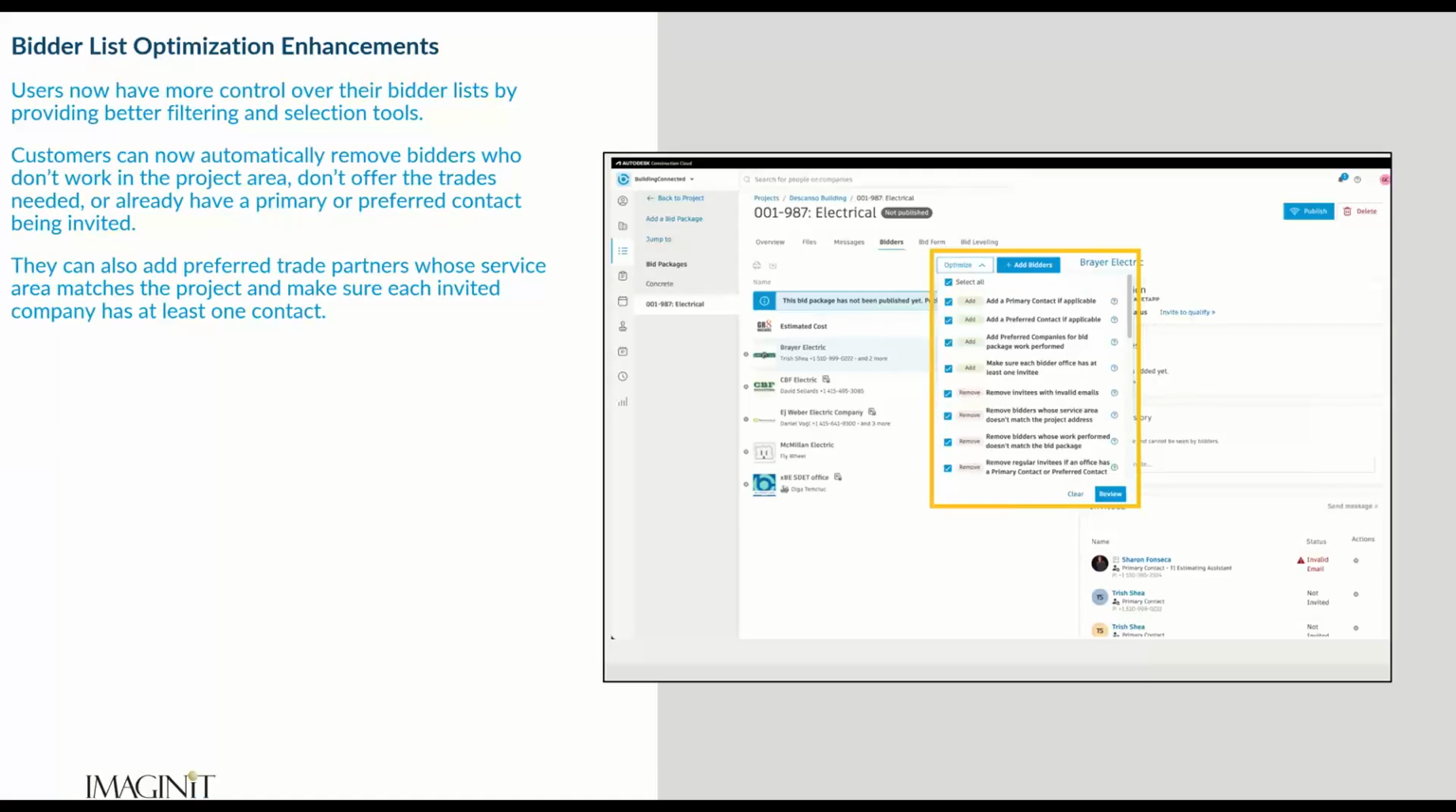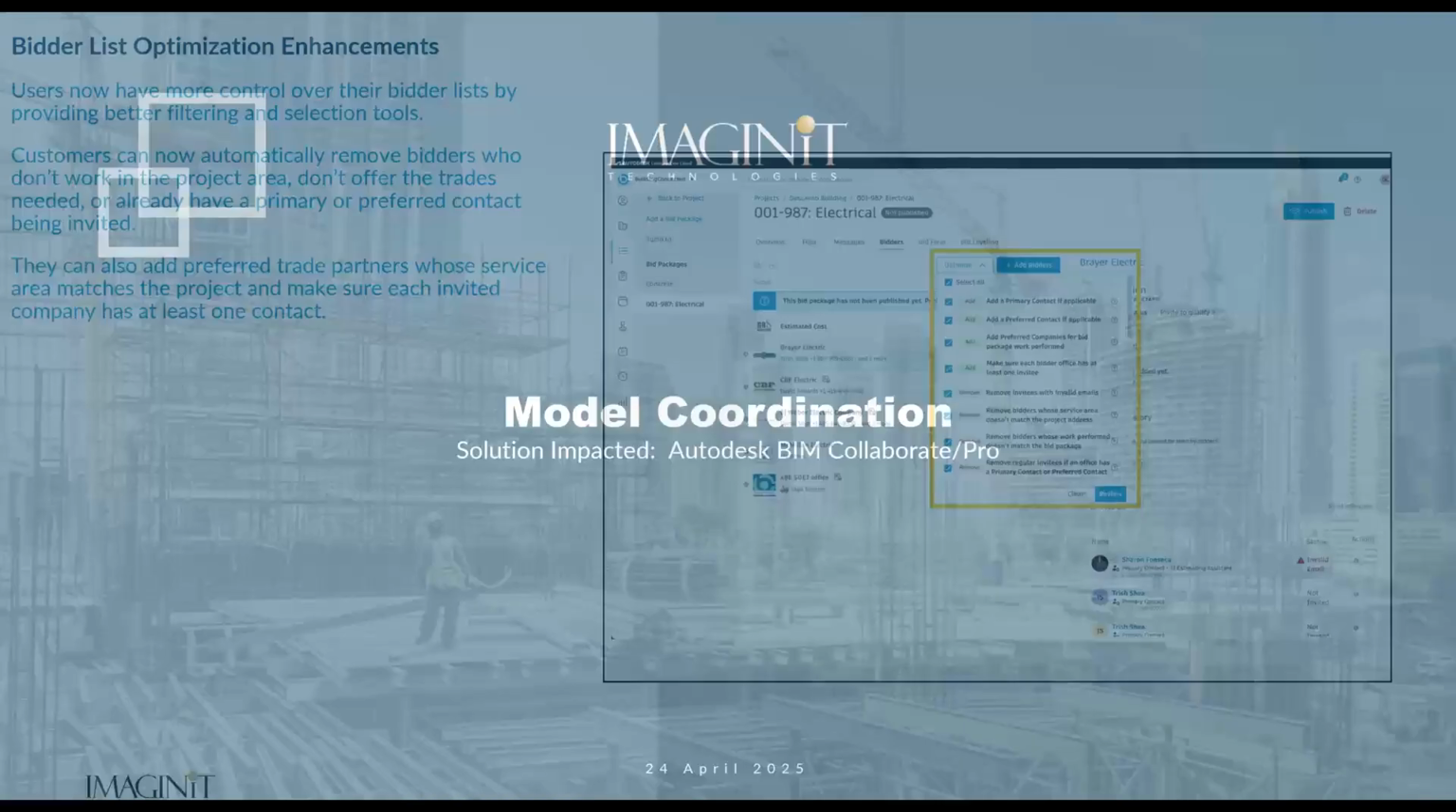All right, and the release here is now we have bidder list optimization enhancements. So now anyone that's using Building Connected Pro is going to have more control over their bidder list because we're able to filter better. We have different selection tools in this instance. You can remove bidders who don't work in the project area, who maybe don't offer the trades that you're looking for inside of your project or the different scopes of work that are involved in there. You also can add preferred trade partners, because maybe their service area matches the work that you're doing, or they do maybe a niche type of work that really relates or is relevant to your type of work. So a lot of flexibility in there. So that's one that we're super excited about. Go to the next slide.